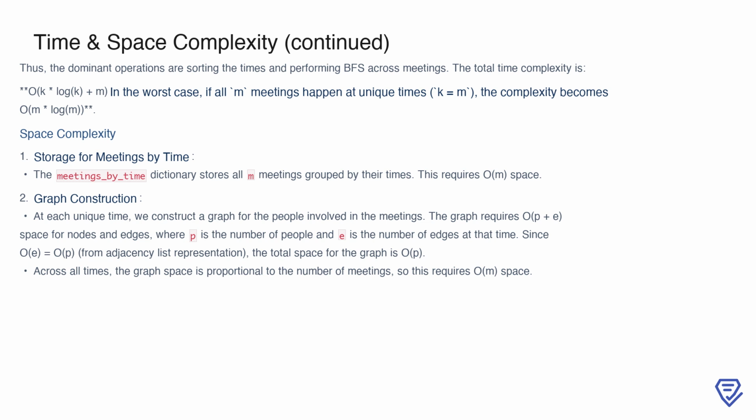Next, for the space complexity, we analyze the storage requirements. The meetings_by_time dictionary stores all m meetings grouped by their times, requiring m space. Then, for graph construction at each unique time, the adjacency list representation of the graph requires p plus e space, where p is the number of nodes and e is the number of edges. Since e is proportional to p, the graph storage simplifies to p. Across all unique times, this graph space is proportional to the number of meetings, so it totals to m space.